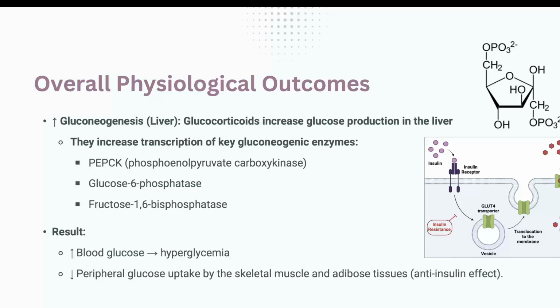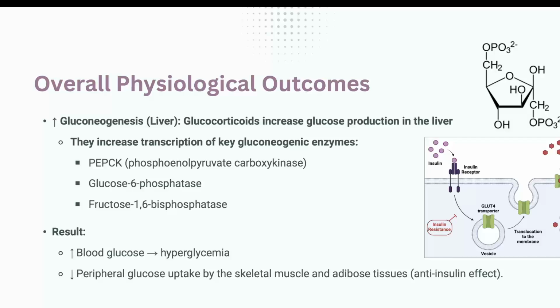Okay, we have a number of outcomes, a number of actions, which may be physiologic actions, and when they become more than normal, they become pathological actions. Okay, cortisol is normally responsible for increasing the production of glucose in the liver. This is a process called gluconeogenesis. So increased gluconeogenesis leads to increased hepatic production of glucose, which is then released to the blood.